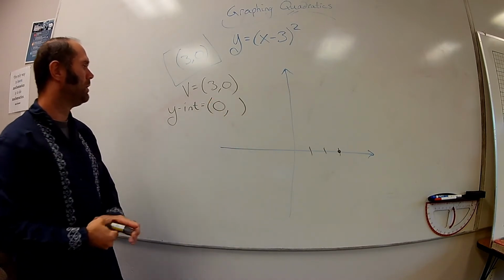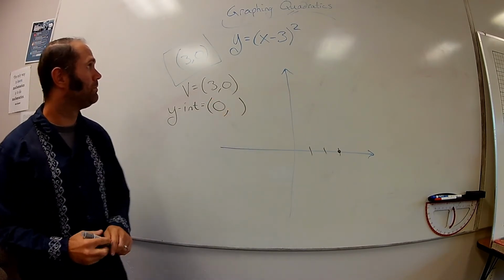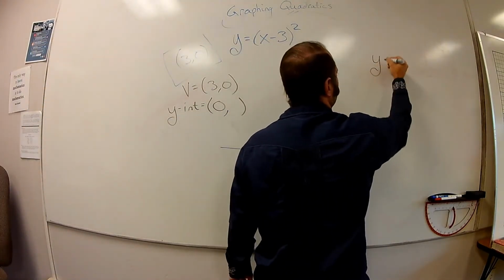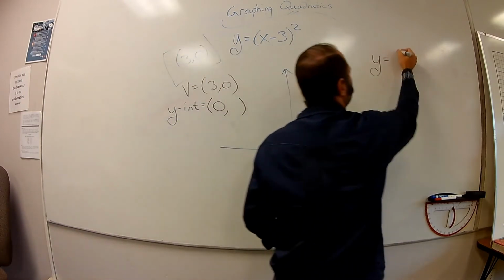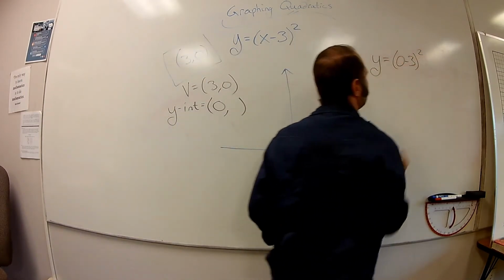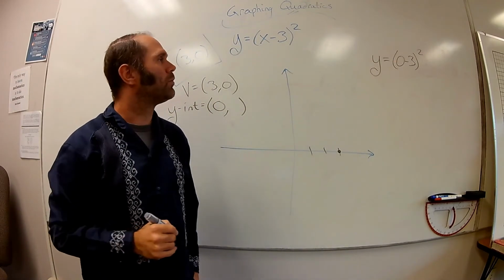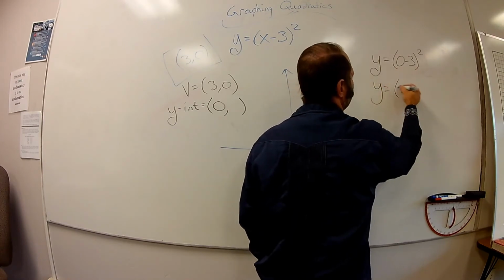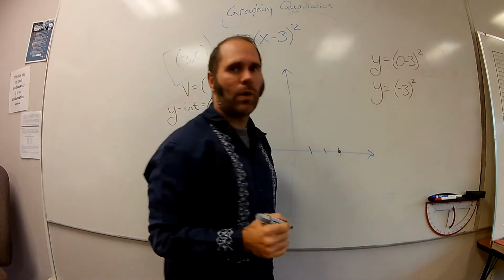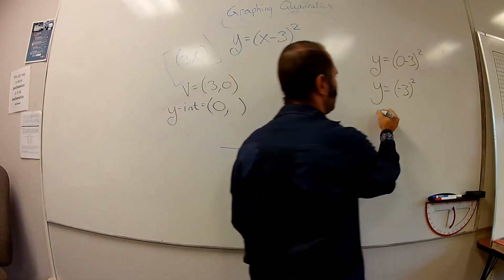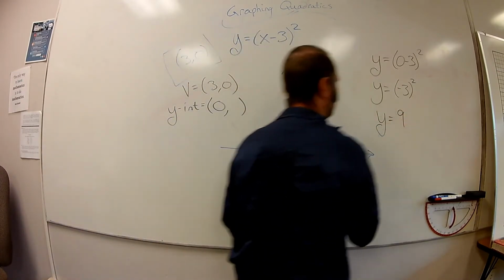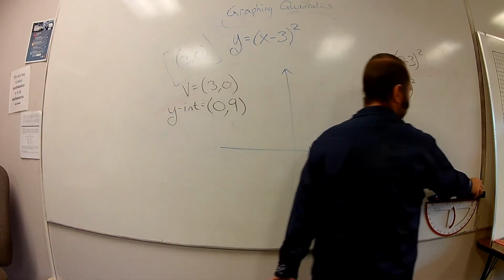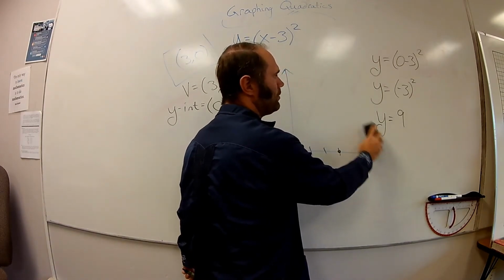Okay, so when x is 0, what does y equal? Well, we can do that pretty easily. So we're doing some more side work. Y equals 0 minus 3 squared. So 0 minus 3 is just negative 3, and negative 3 squared is negative 3 times negative 3. So y equals 9. 0 comma 9. Hopefully that makes sense.